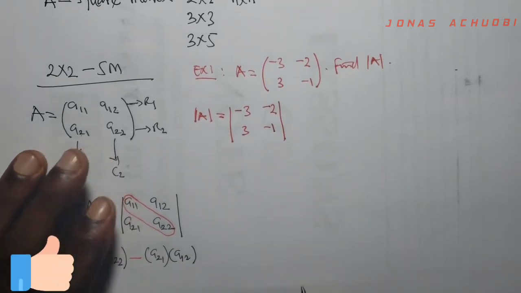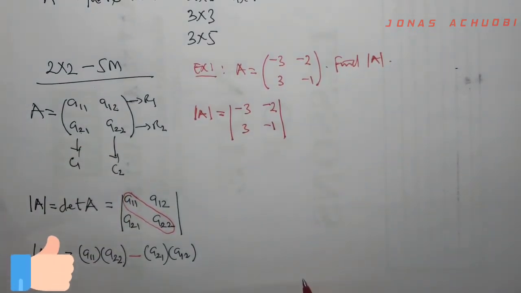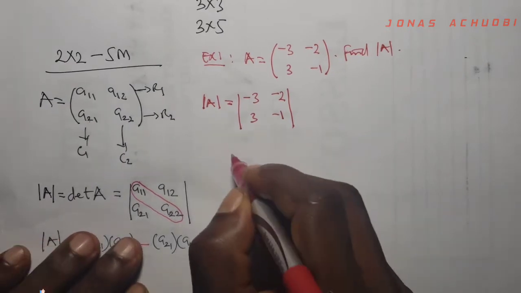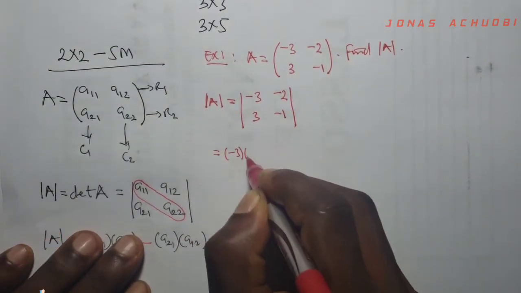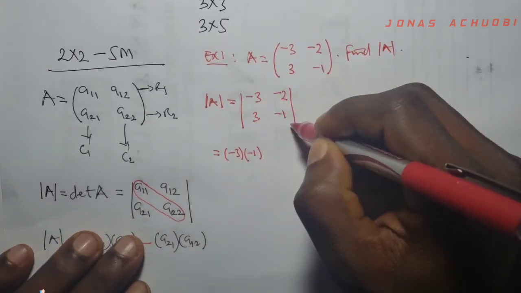So I recall that to get the determinant of matrix A, I will just multiply the entries of the diagonal and then subtract the entries of the off diagonal. Is it not? Okay. So the main diagonal entries are -3 and -1, which we multiply together.